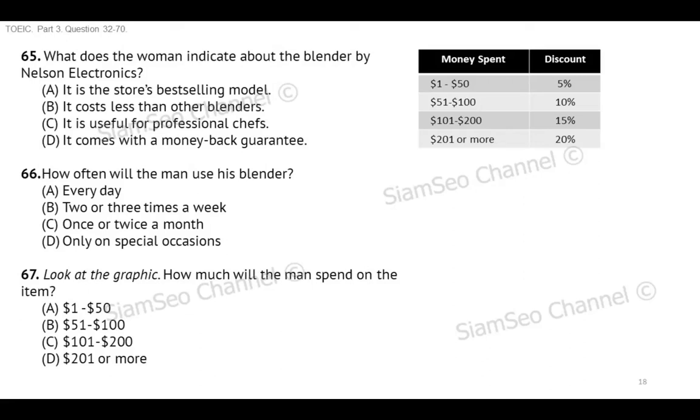Number 65. What does the woman indicate about the blender by Nelson Electronics? Number 66. How often will the man use his blender? Number 67. Look at the graphic. How much will the man spend on the item?